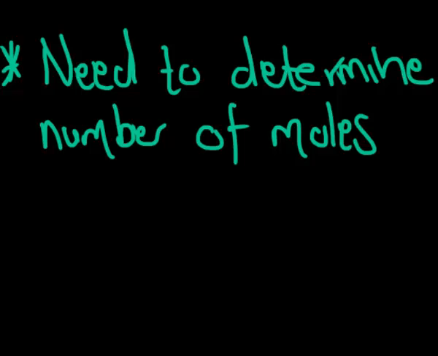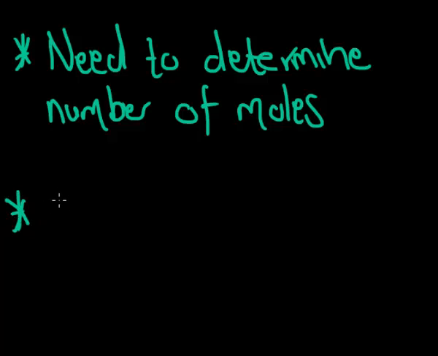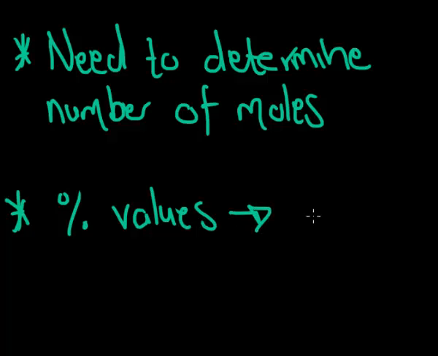Now, when we're going to calculate our empirical formula, there's a few things that we need to take into account. First off, we want to determine the number of moles, and we will most probably be given percentage values. All that we're going to do with those percentage values is use them as mass values, so we'll take the percentage and convert it to a mass value that we can measure in grams.